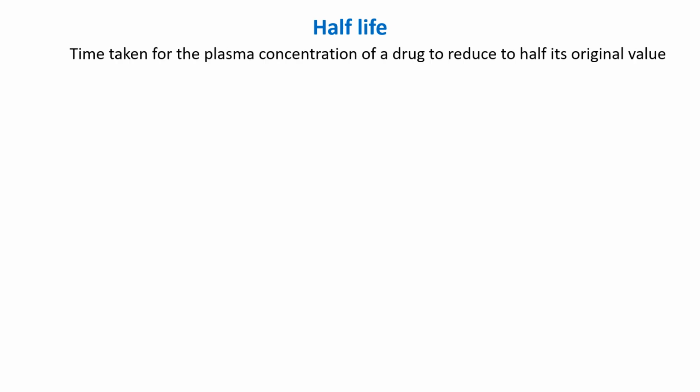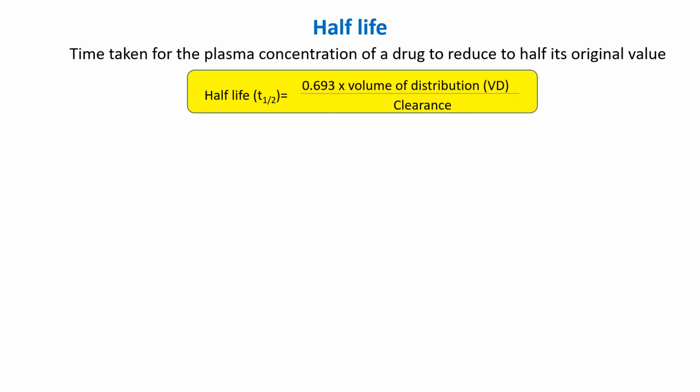The half-life of a drug is the time it takes for the plasma concentration of a drug to reduce to half its original value. The half-life is influenced by both the volume of distribution and the clearance of the drug, and it can be calculated using the following formula.